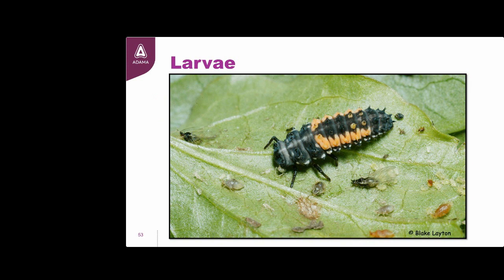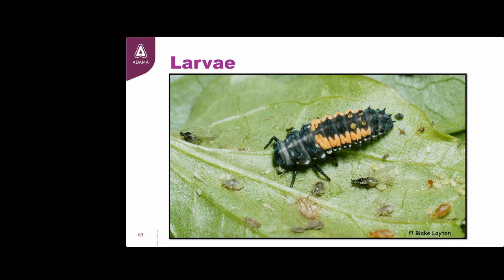When a multicolored Asian lady beetle wants to lay her eggs, she will lay those yellow, oval, small eggs in clusters underneath the sides of leaves. And 2 to 3, 5 days-ish, out of the egg will hatch the larvae. And that's what we're looking at here, is that multicolored Asian lady beetle larva.